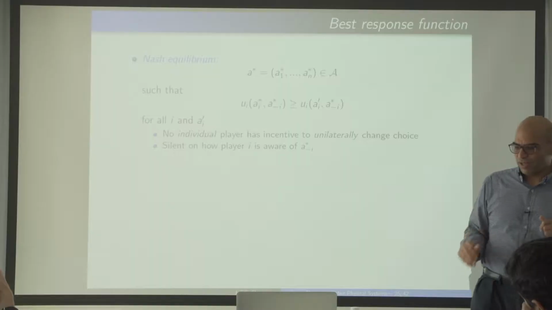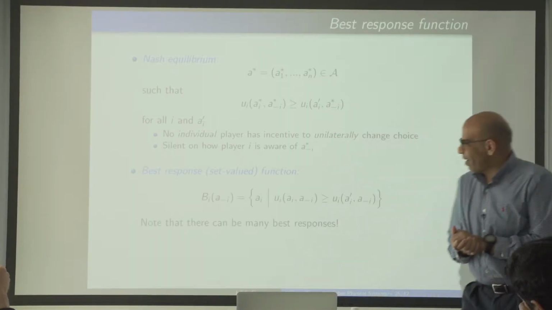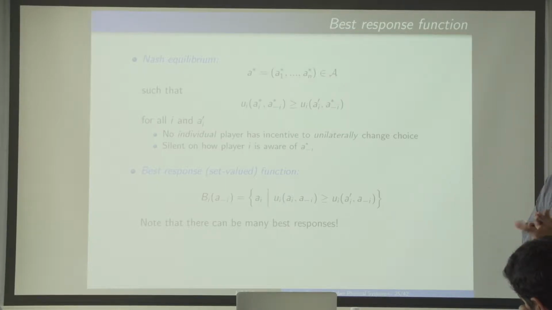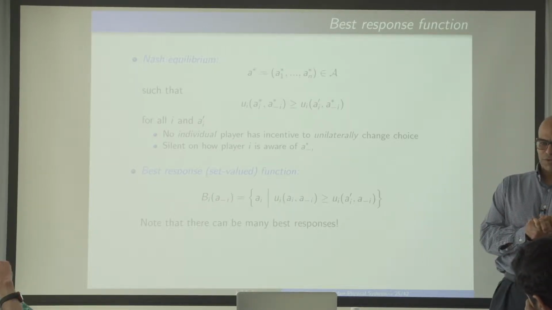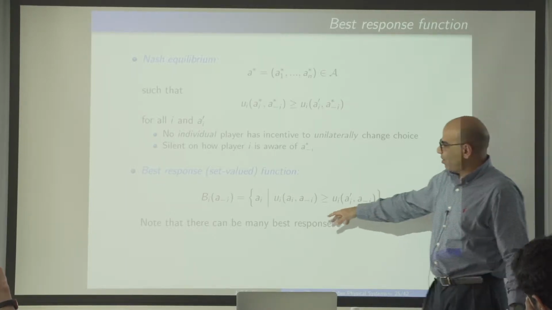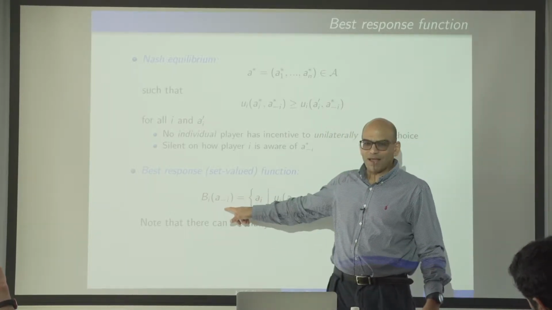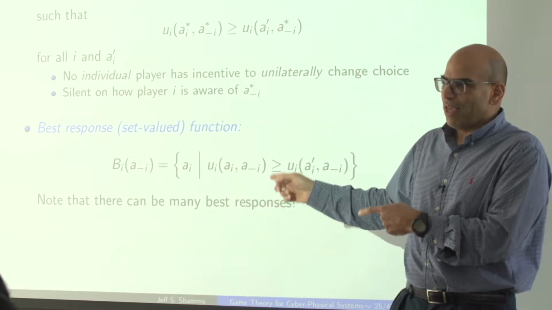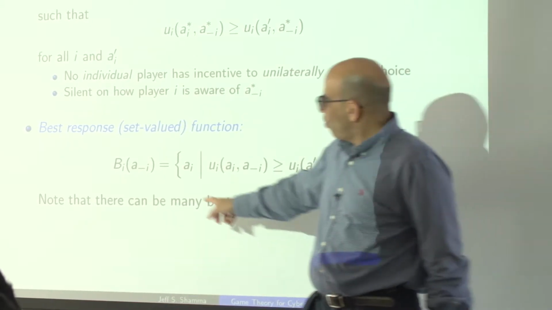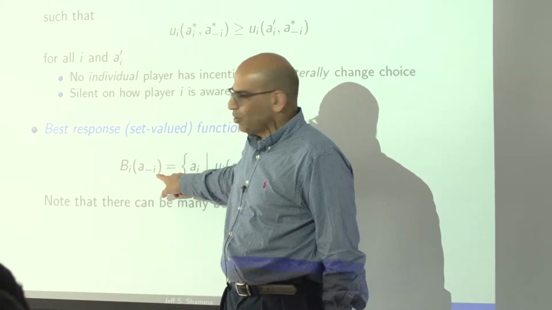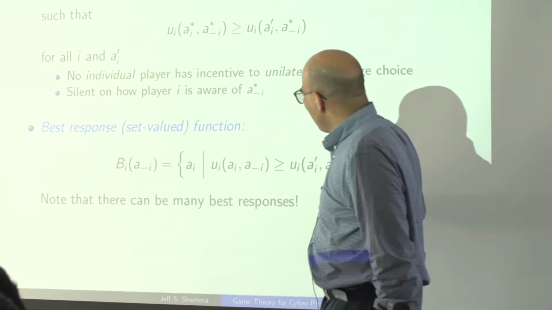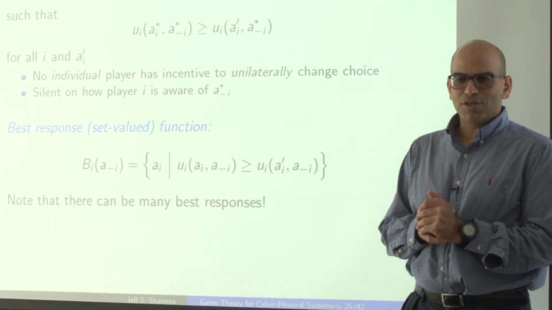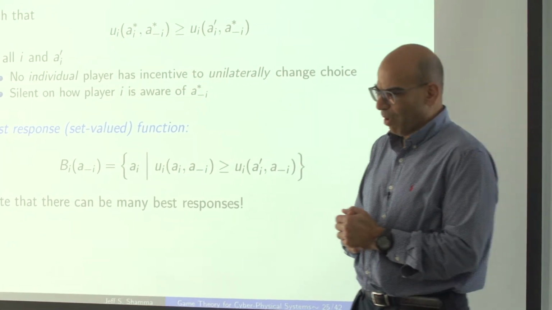It's unilateral analysis. Now, to talk about Nash Equilibrium, it's convenient to introduce the so-called best response function. And the best response function is what is your optimal reply to what others are doing. Okay, and it's using this notation. A minus I means the actions of everyone else except for agent I. And so what is the best response of agent I to the actions of everyone else, A minus I? And in fact, it's a set-valued function. There can be multiple best responses.